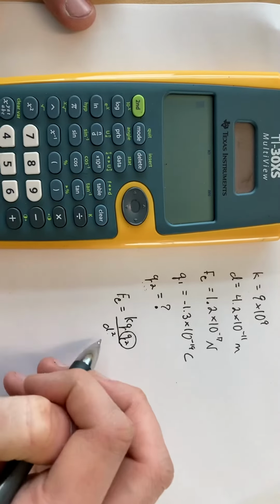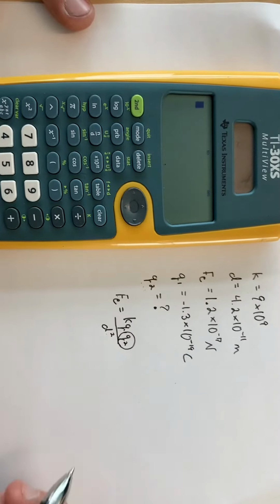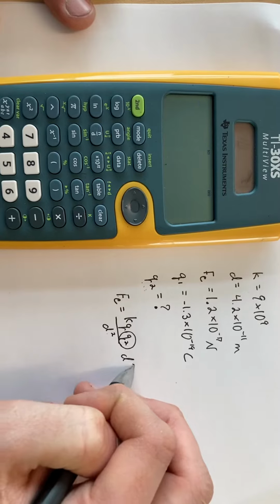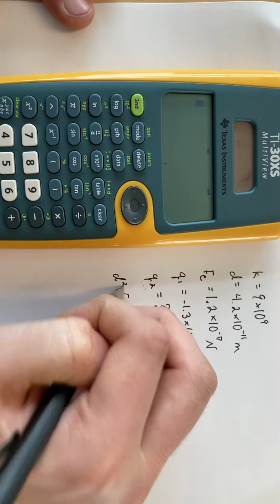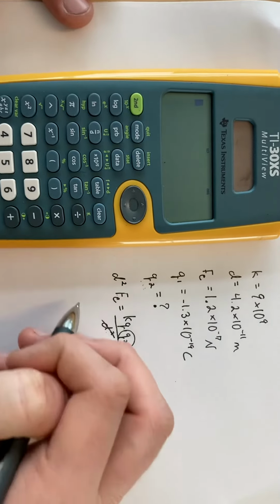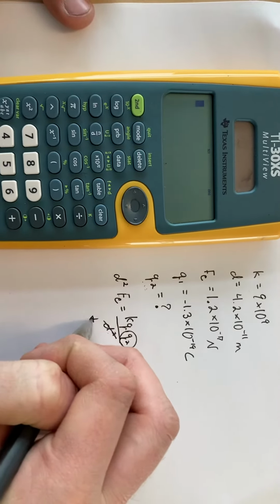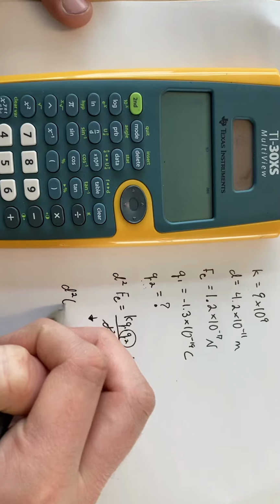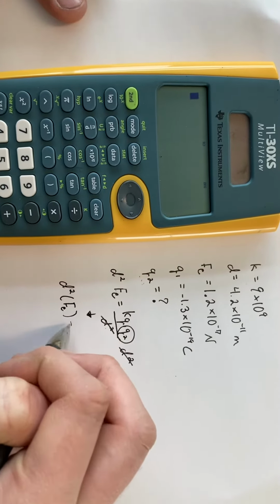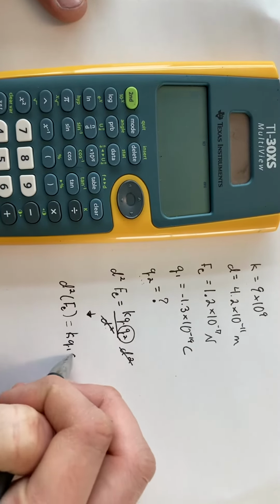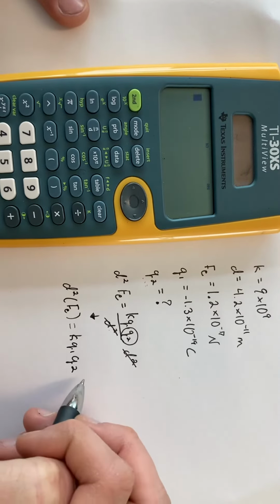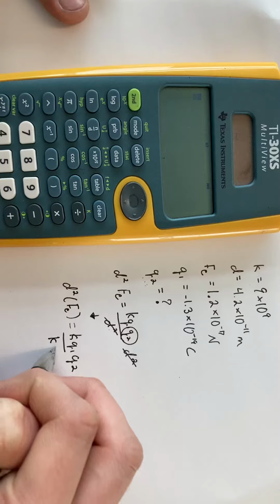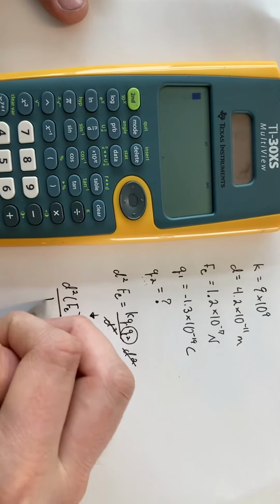Well, I'm going to start off with this d squared. I don't like having this fraction here, so I'm going to multiply d squared by both sides. So it cancels out over here, and then it appears on the top over here. So this is called flattening the equation. If I were to write this out now, I've got d squared times the electric force is equal to kq1 q2. Now, I want to get Q2 by itself, so I need to divide kQ1 by both sides.